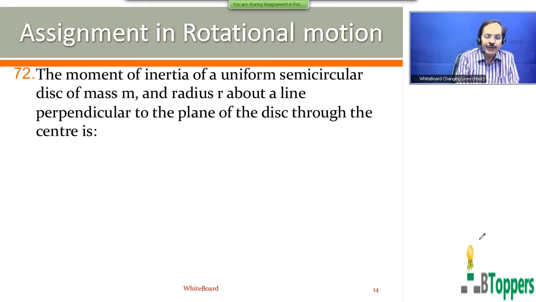The moment of inertia of a uniform semicircular disk of mass m and radius r about a line perpendicular to the plane of the disk and through the center is. So here, the mass of the semicircular disk is denoted by m, and the radius by r.